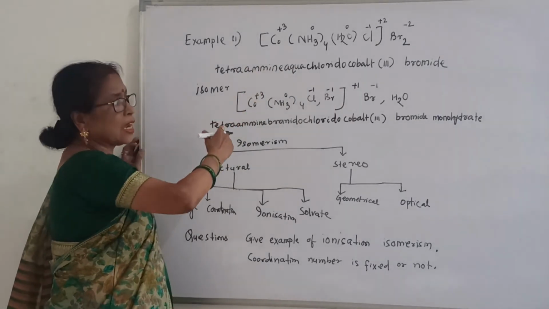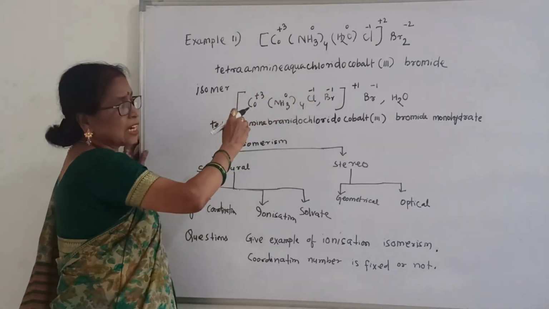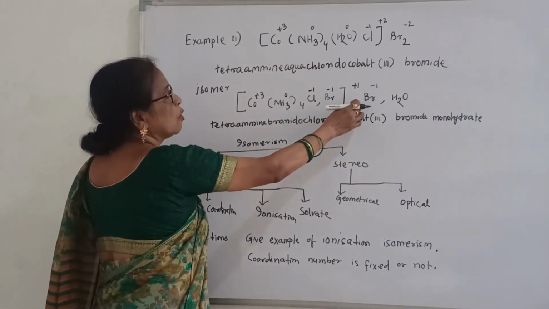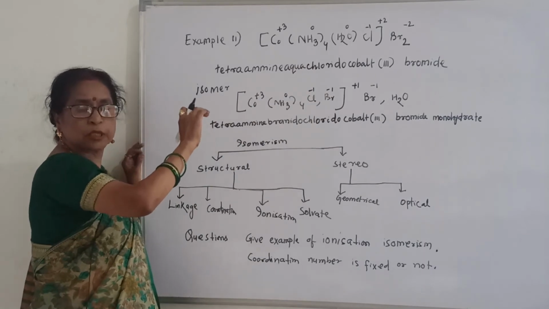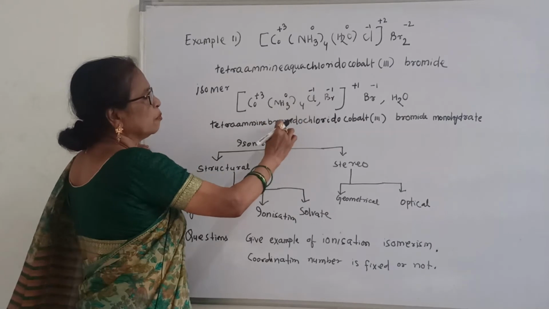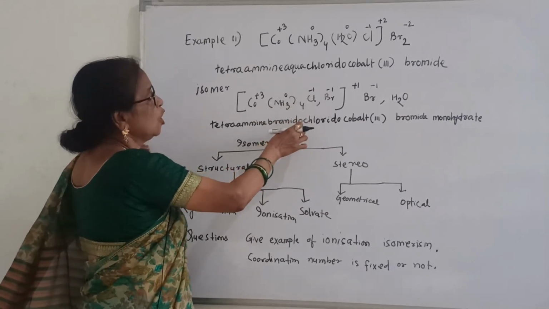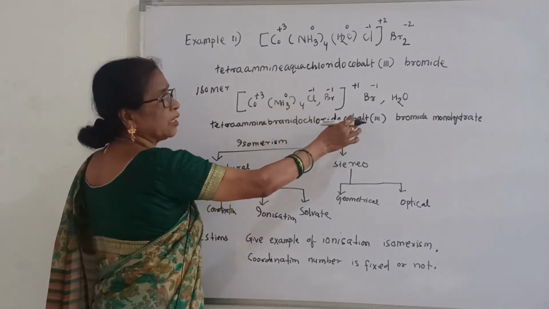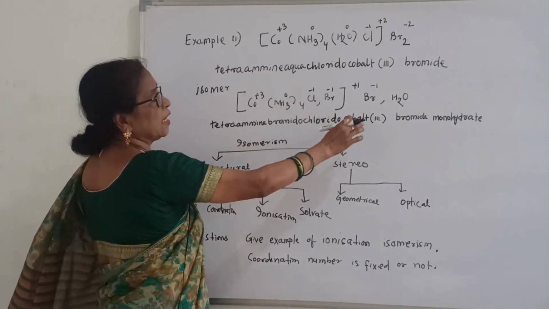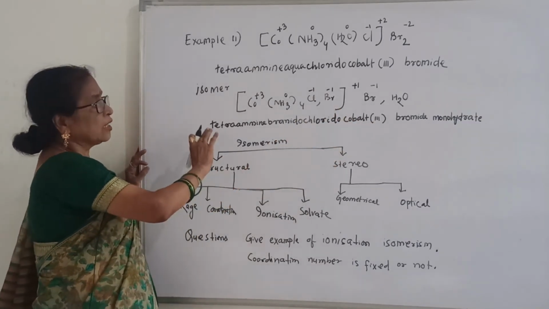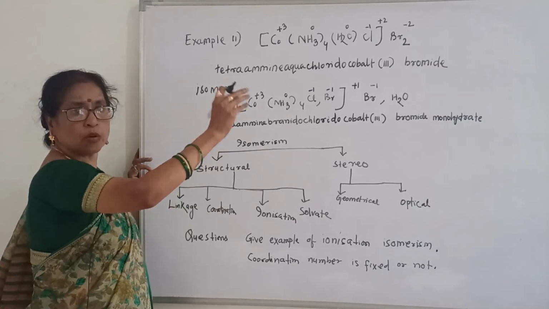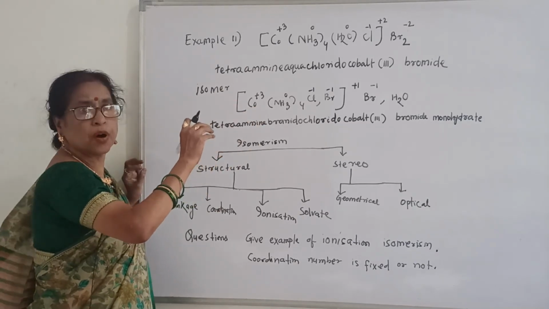When you see the solvate isomer, 1 water molecule is inside, so it can go to the outer side as a solvent water molecule, and that 1 bromide can come inside the coordination sphere and act as a ligand. So what is the name? Tetraammine, B and C, B will be first alphabetically: bromido, chlorido, cobalt(III). Again tetraammine bromido chlorido cobalt(III) bromide monohydrate. That means 1 water molecule has gone to the outer sphere and acts as a monohydrate.